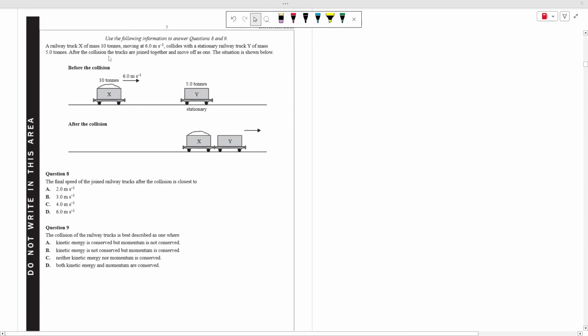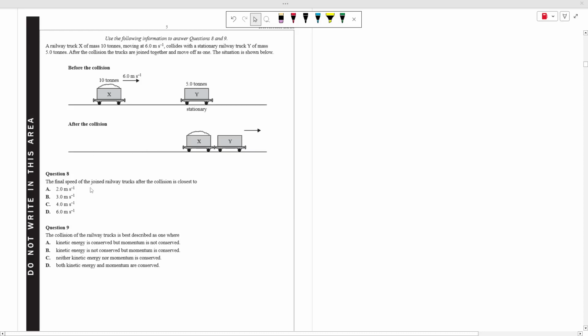Okay, next two questions. Question 8. A railway truck X of mass 10 tons moving at 6 meters per second collides with a stationary railway truck Y of mass 5 tons. After the collision, the trucks are joined together and move off as one. The situation is shown below. So this truck comes in, this one's stationary, smacks into it, they click together and they move off in that direction again.